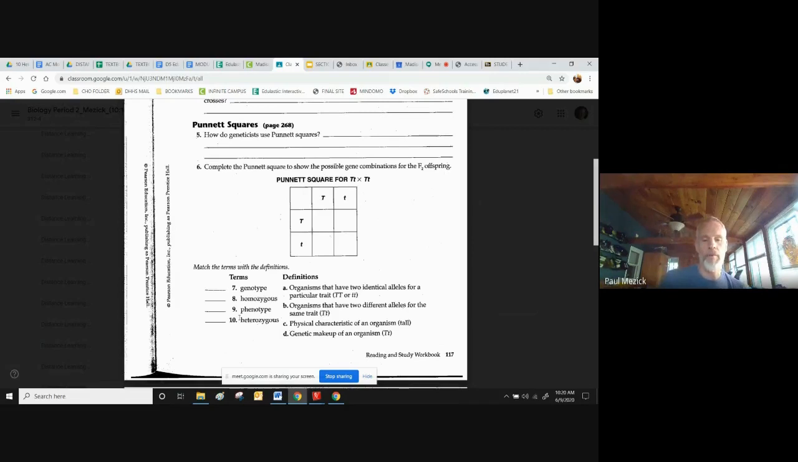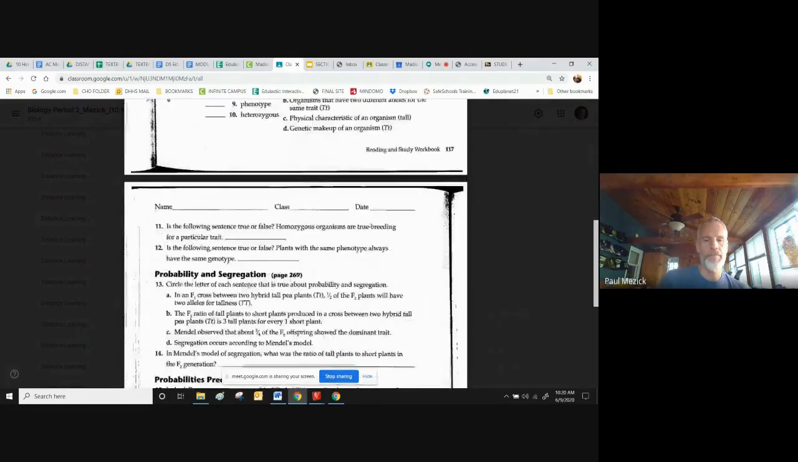And phenotype is when you're talking about what the letters code for. Like capital T, lowercase t, does that mean you're tall or does that mean you're short? So what they actually code for is the phenotype.